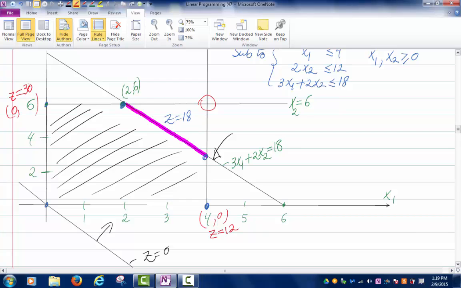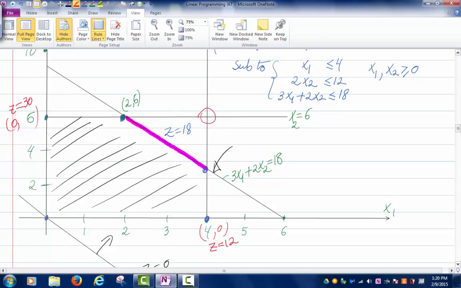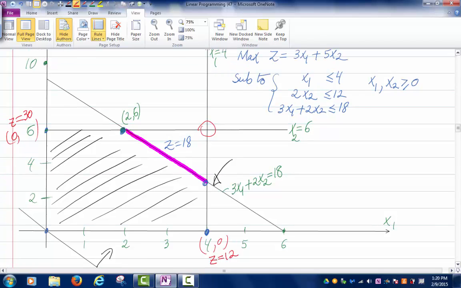Am I making sense? Can someone tell me what's the rate of z if I move along the edge between 0, 0 and 4, 0? Well, you see that 3? If I move along this edge, this term is not there, only this is changing. So the rate of increase is 3. On the other hand, if I move along the vertical edge, the rate of increase would be 5. So which one is bigger?